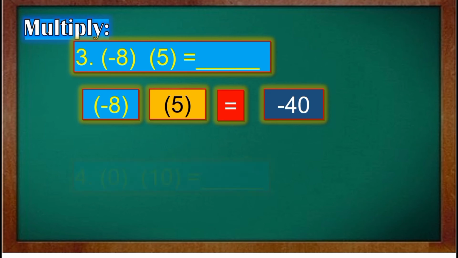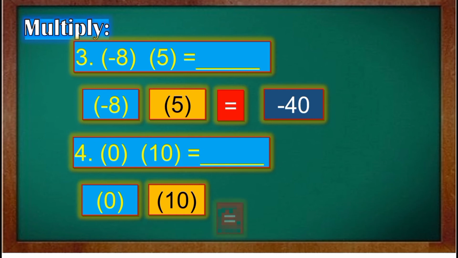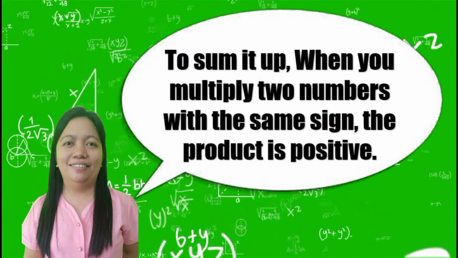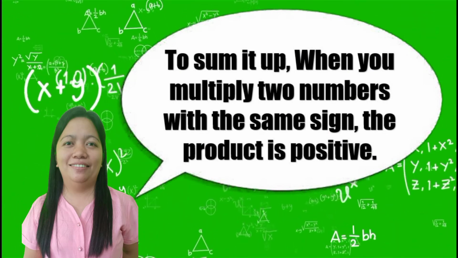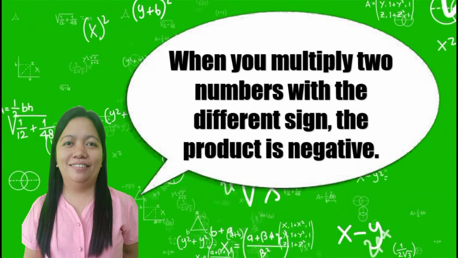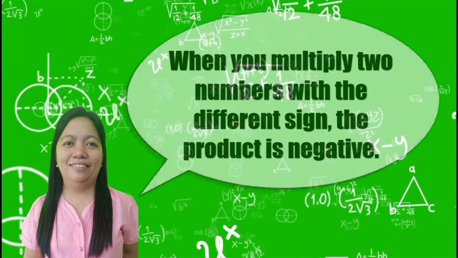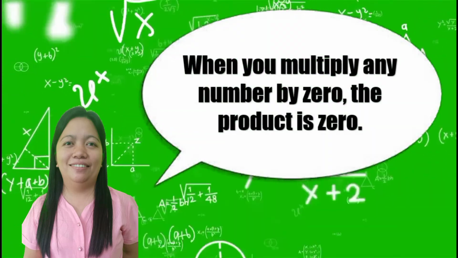How about if we multiply 0 times positive 10? What will be the answer? That's great! 0 is the product because any number multiplied by 0 gives a product of 0. To sum it up, when you multiply two numbers with the same sign, the product is positive. When you multiply two numbers with different signs, the product is negative. When you multiply any number by 0, the product is 0.